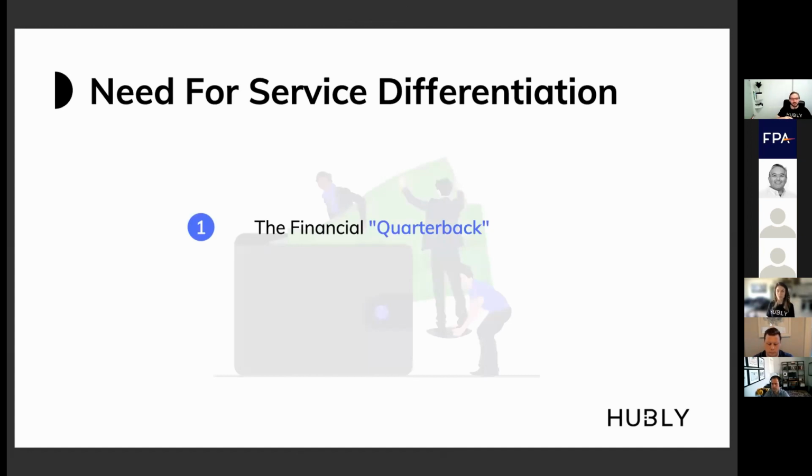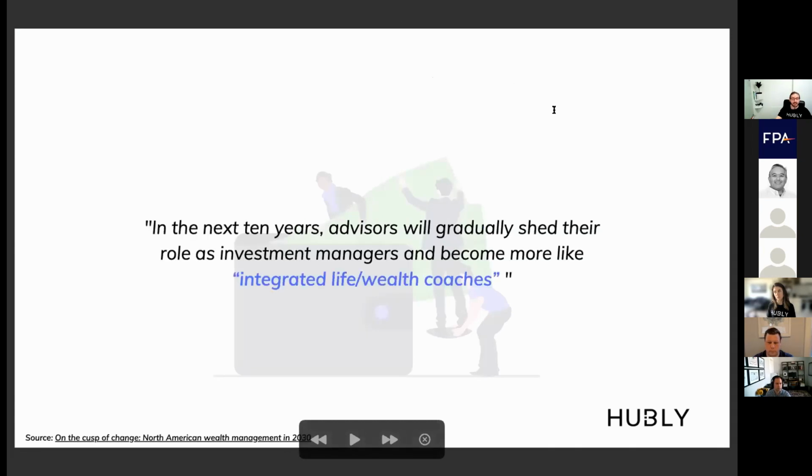This has allowed the humans to really differentiate from the robo-advisor marketing machine and almost act as a household CFO. What this means is you're now responsible for managing multiple aspects of someone's finances and almost acting as a general practitioner versus a specialized heart surgeon for your clients. I think McKinsey stated this really well: they basically said that in the next 10 years, advisors will gradually shed their role as investment managers and become more like life or integrated wealth coaches. And I really do believe that is where the industry is going.